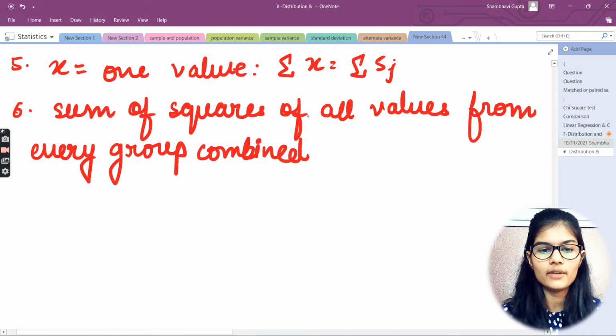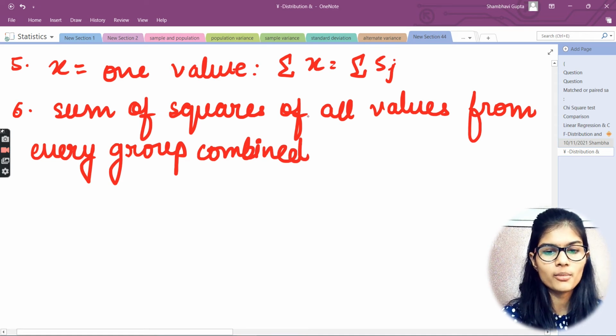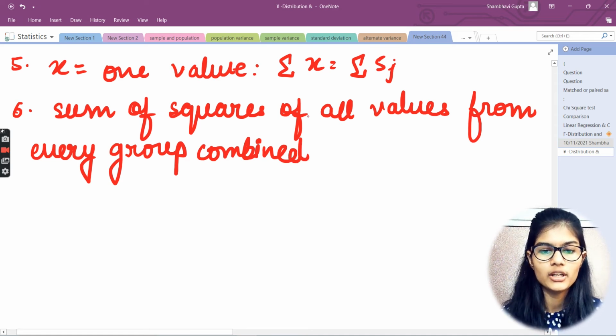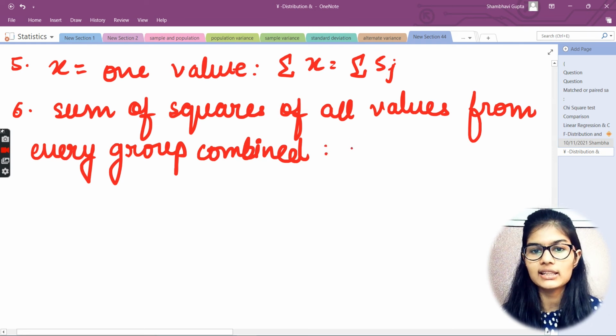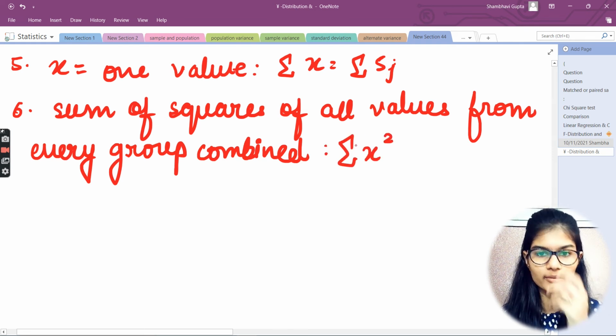So yes, next we are having the sum of squares of all values from every group combined, and what's that? That's sigma of x squared, right? Now moving towards point number 7.